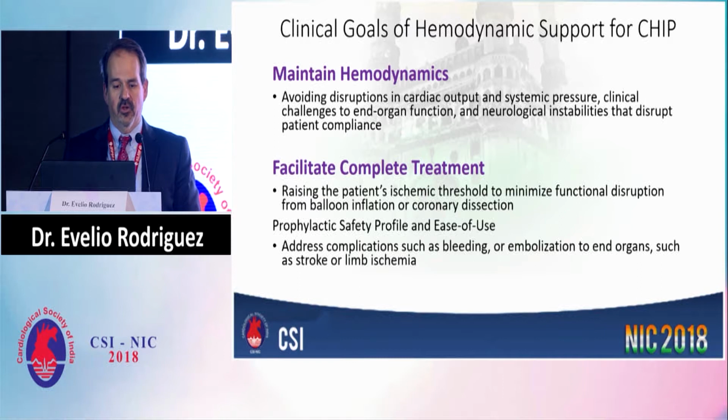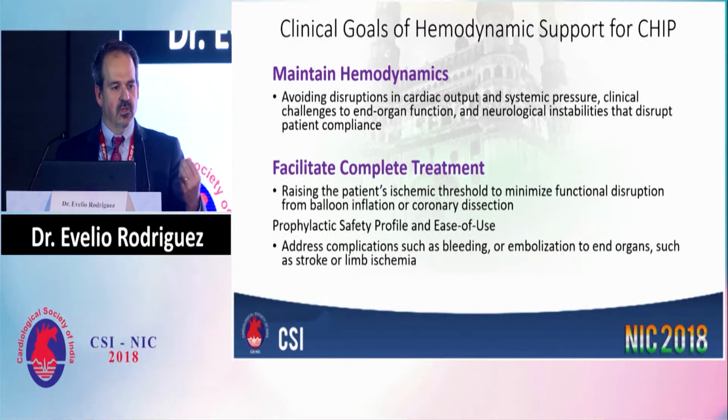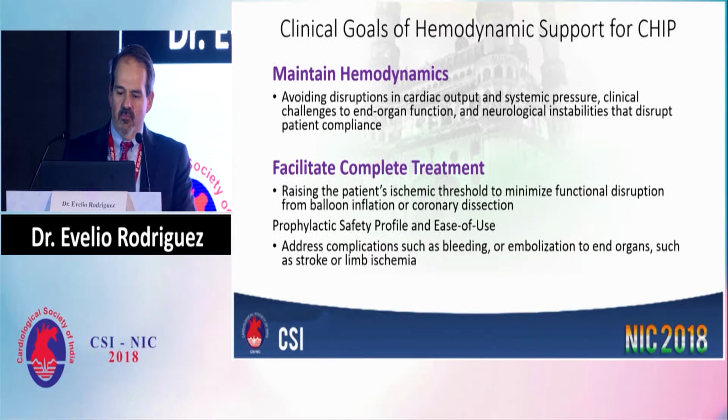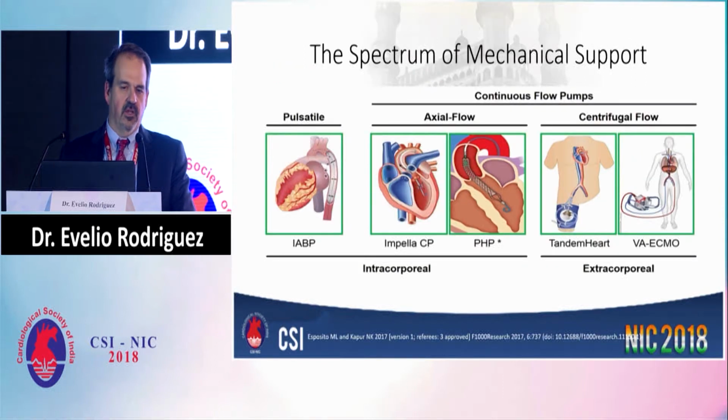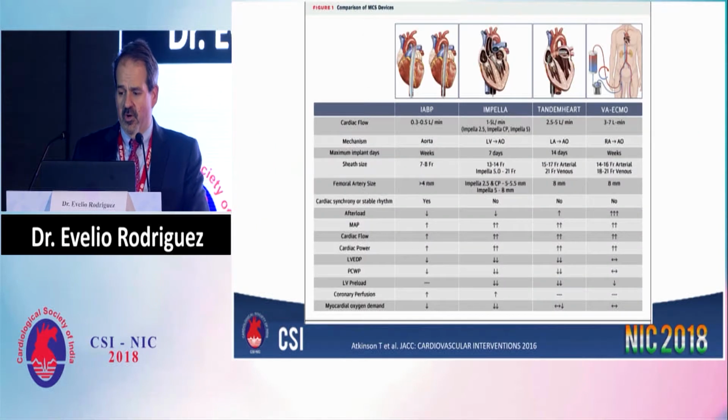So really there are two main goals. One is to maintain hemodynamics, and the other is to facilitate the completeness of the treatment. One thing that has been shown is that as you use some of these mechanical devices, you can do more complete revascularization and target more vessels to have a more complete result. So what are the options? The intra-aortic balloon pump would be the most basic one, and as you move to other devices, you go into the Impella, the PHP, and then TandemHeart and ECMO, and I'll go over them and the spectrum and when you can use one or the other.